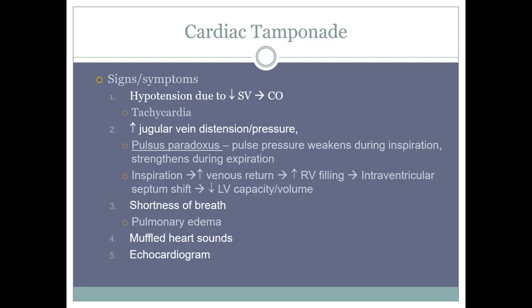So when you're taking a pulse during inspiration, the pulse will weaken because cardiac output is decreasing during inspiration. And as you expire, the pulse intensity will increase again because you're relieving that pressure on the left ventricle again. Okay? Typically we'll also see, because of all the volume in there, pulmonary edema, shortness of breath, and muffled heart sounds. Normally they're fairly crisp, but because there's so much volume around the heart, they tend to be a little bit more muffled, so that's very characteristic of tamponade as well.